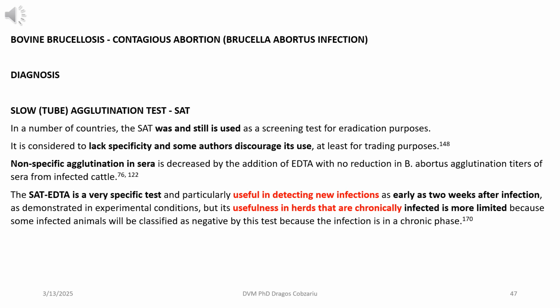It is considered to lack specificity and some authors discourage its use, at least for trading purposes. Nonspecific agglutination in serum is decreased by the addition of EDTA with no reduction in B. abortus agglutination titers of serum from infected cattle. The SAT EDTA is a very specific test and particularly useful in detecting new infections as early as 2 weeks after infection, as demonstrated in experimental conditions, but its usefulness in herds that are chronically infected is more limited because some infected animals will be classified as negative by this test because the infection is in a chronic phase.